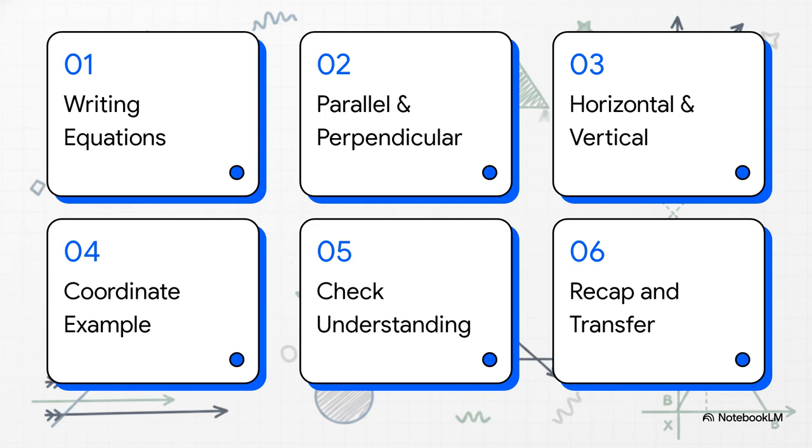First, writing equations from points. Second, parallel and perpendicular slopes. Third, vertical and horizontal exceptions. Fourth, a coordinate example and verification. Fifth, we'll do some checks for understanding. And finally, number 6, a quick recap and transfer.